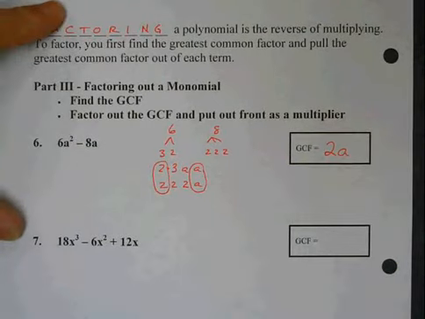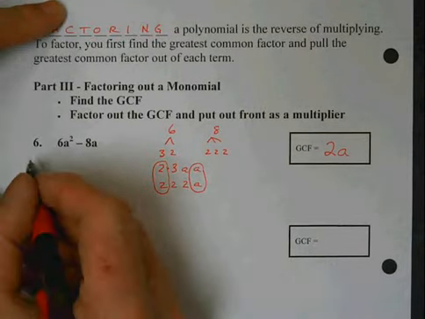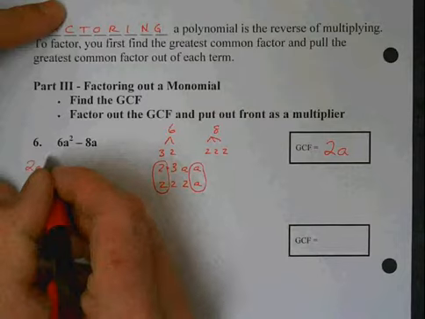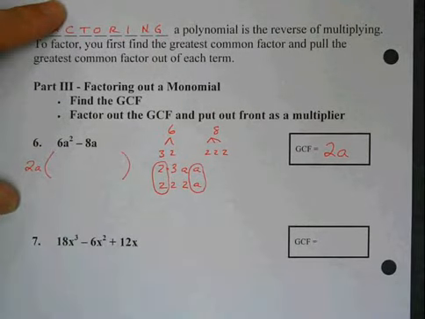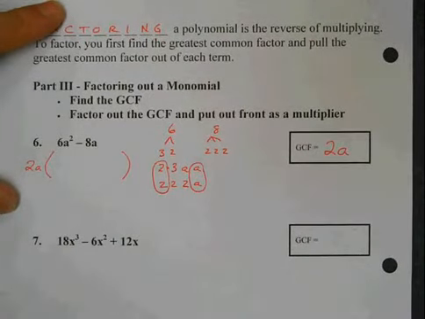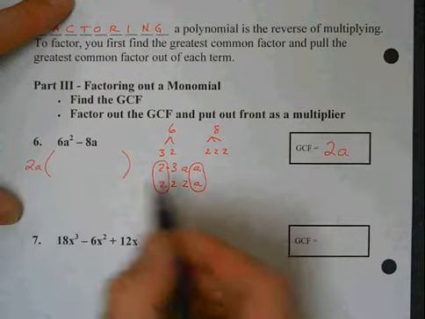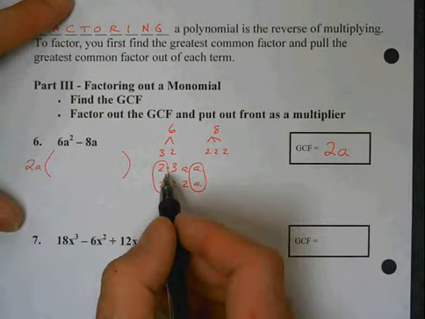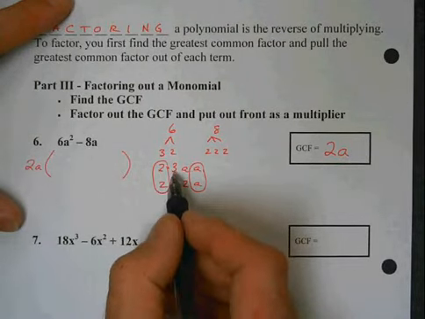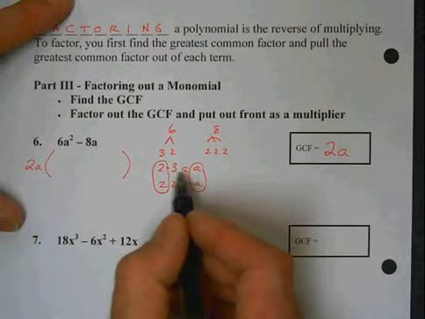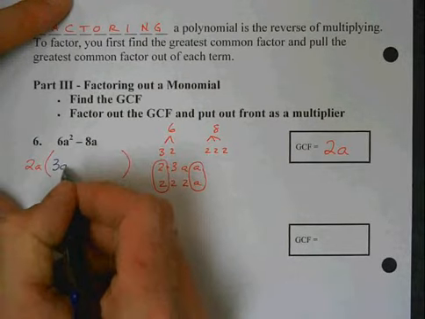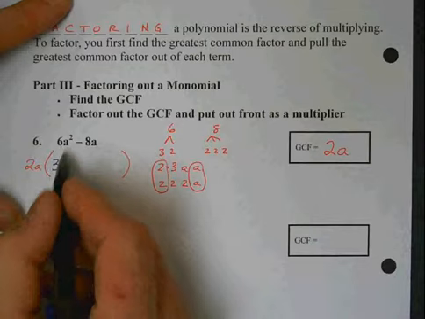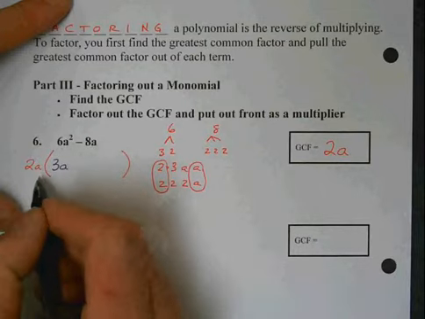And now I'm going to actually do the factoring procedure. I write my 2a out front and put a large parentheses behind the 2a. And now I say, what's left of this first 2a squared? When I take out the 2a, what was left? A 3a. So 2a times 3a is 6a squared.